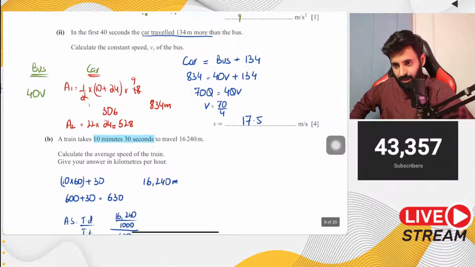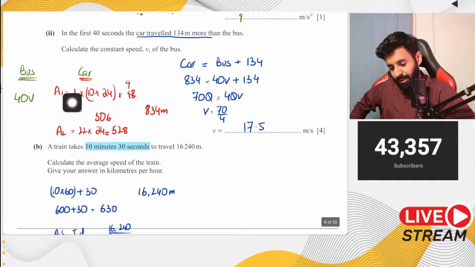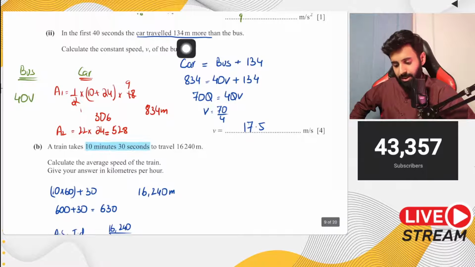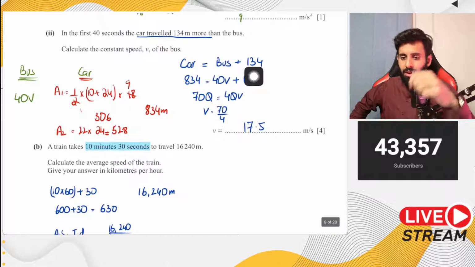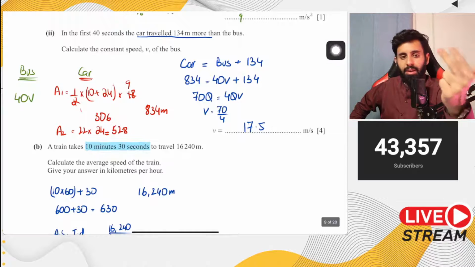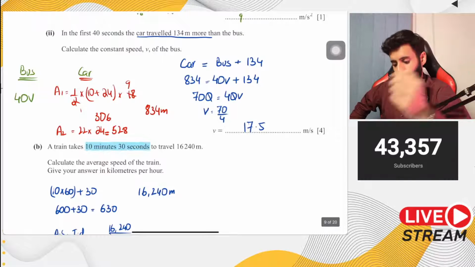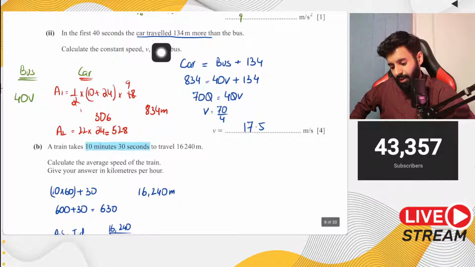Okay. So I'll explain that again. I hope you're talking about this part. So it says in the first 40 seconds, the car traveled 134 meters more than the bus. So just work out the distance that the car travels, just work out the distance that the bus travels. And make this equation: car equals bus plus 134. Remember, more, larger, greater, all that translates into plus. So technically what I'm doing is just translating it from English to math. Car equals bus plus 134.